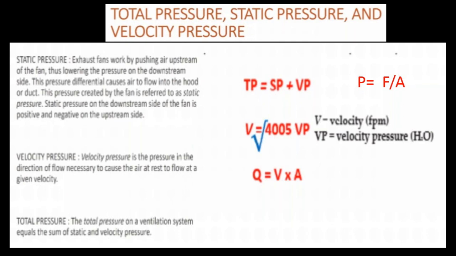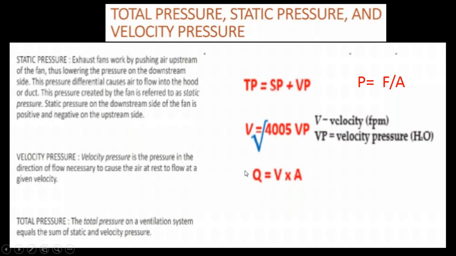To measure the velocity pressure, we put the Pitot tube inside the pipe, inside the duct, parallel to the movement of the air. If we want to measure static pressure, then we insert the Pitot tube perpendicular to the pipe. When we measure both static pressure and velocity pressure, then we calculate the total pressure.